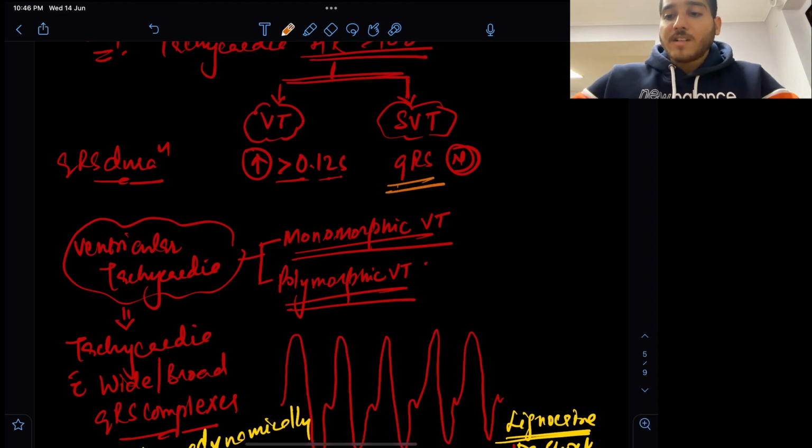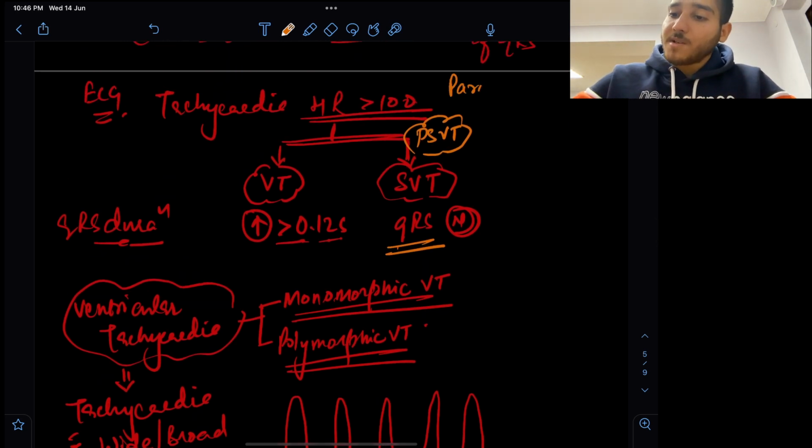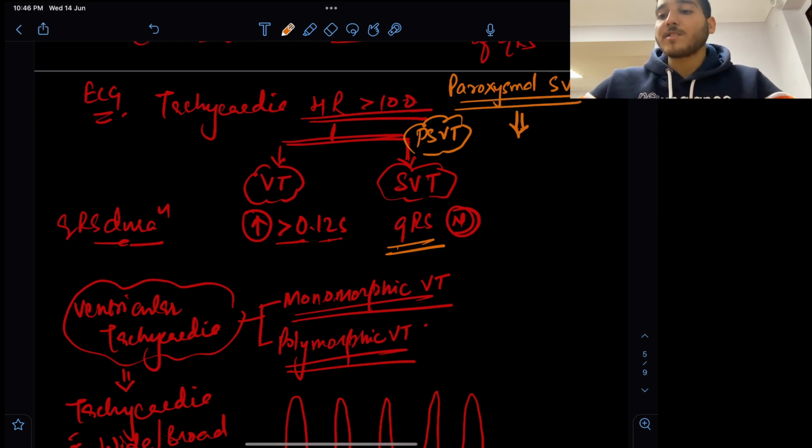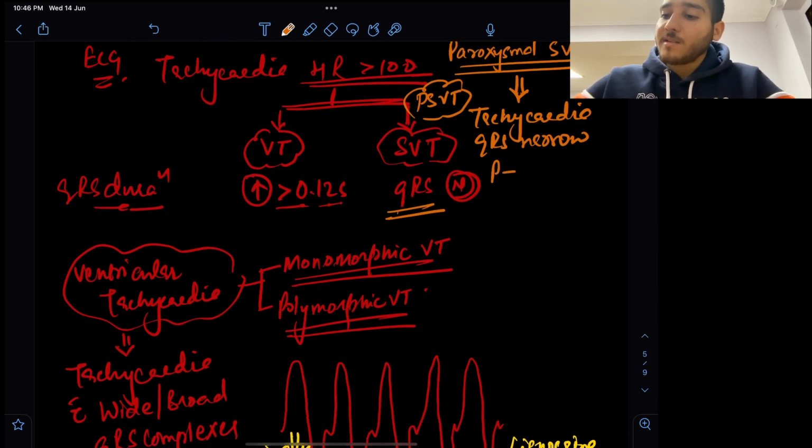there's narrow QRS. There's one more diagnosis which we get in the Krok questionnaire. There's paroxysmal supraventricular tachycardia, or PSVT. PSVT is paroxysmal supraventricular tachycardia. What happens in paroxysmal supraventricular tachycardia is we get a patient of tachycardia for sure. By name we understood there's narrow QRS because it is supraventricular tachycardia, and there's merging of P and T wave. P and T wave merge.